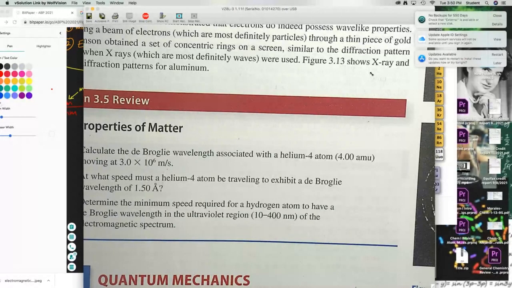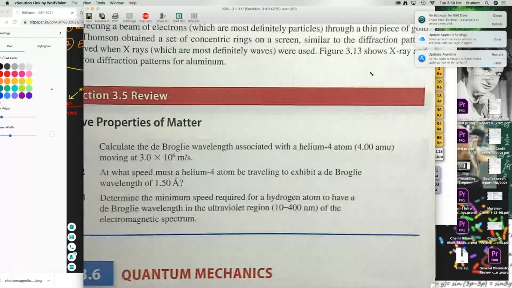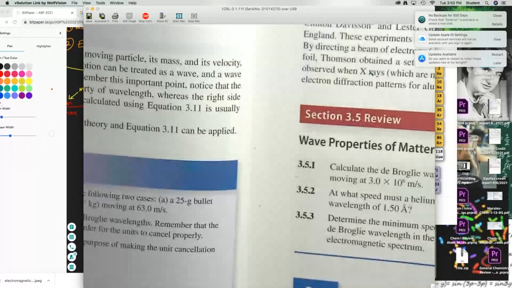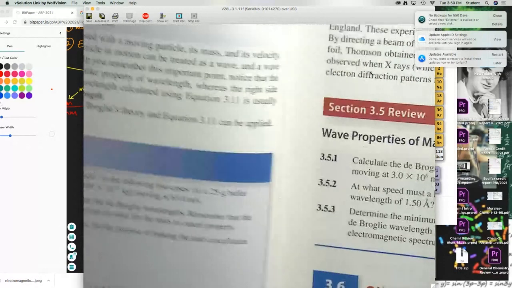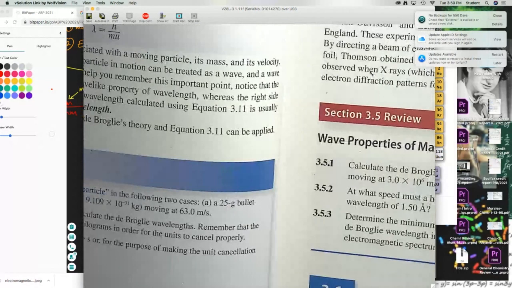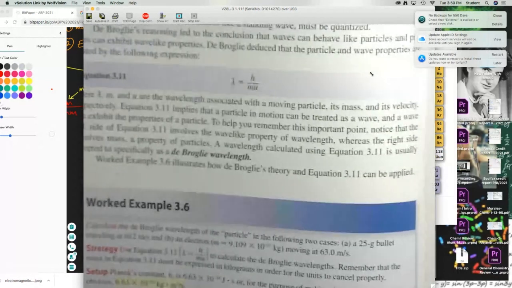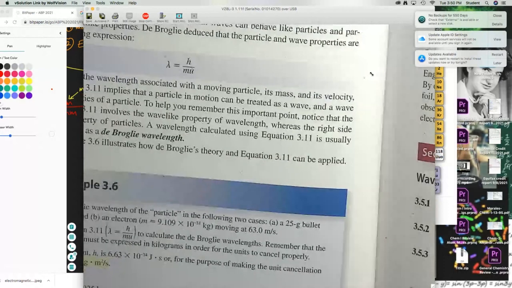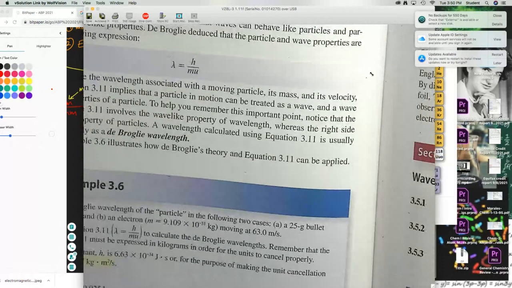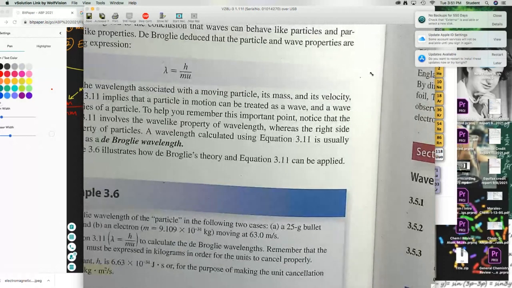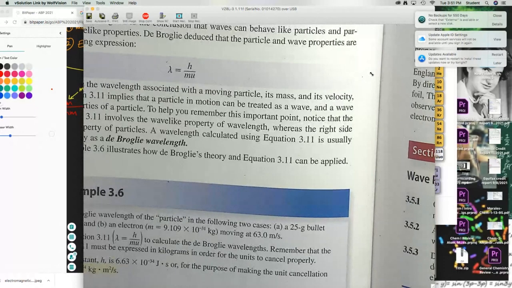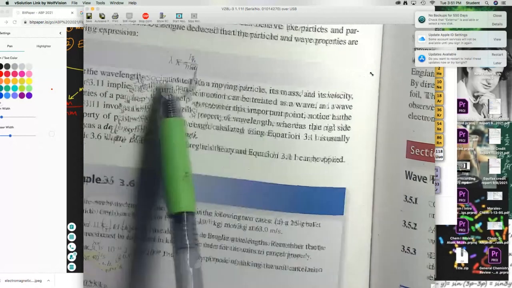But de Broglie is here. So the particle and its wave properties have this relationship. If I could get this thing to cooperate. There we are. Lambda equals Planck's constant over mass times u. What is u? Anybody? Velocity. Tell me how that makes sense. I don't know. Their symbols sometimes are baffling. Okay, so this u right here is velocity. Keep that in mind.